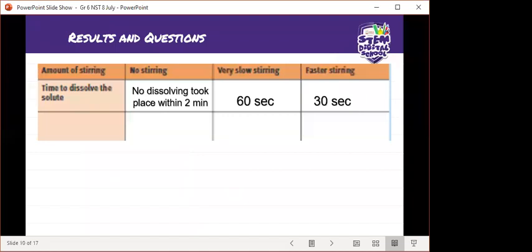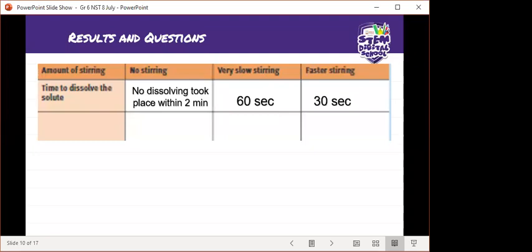So this is our results table. We have the time it took to dissolve in the non-stirring beaker. No dissolving took place within 2 minutes in the first beaker. Remember, in the first beaker we just poured our salt and our water and did not stir. And in the second beaker, where we had very slow stirring, it took 60 seconds for the salt to dissolve.